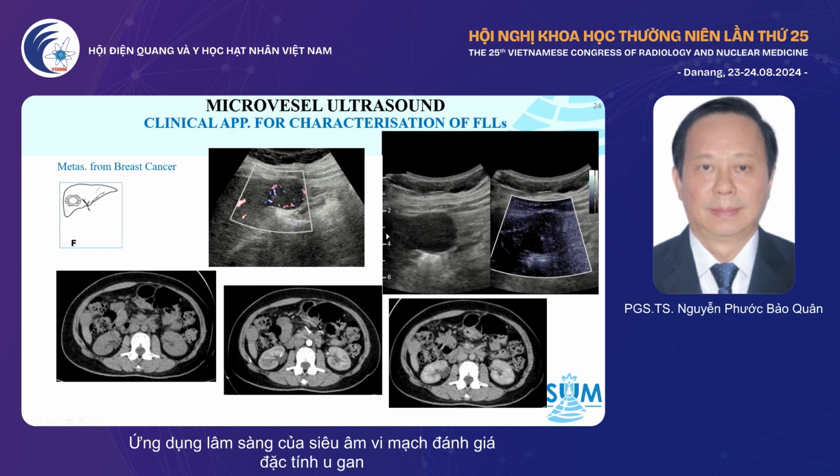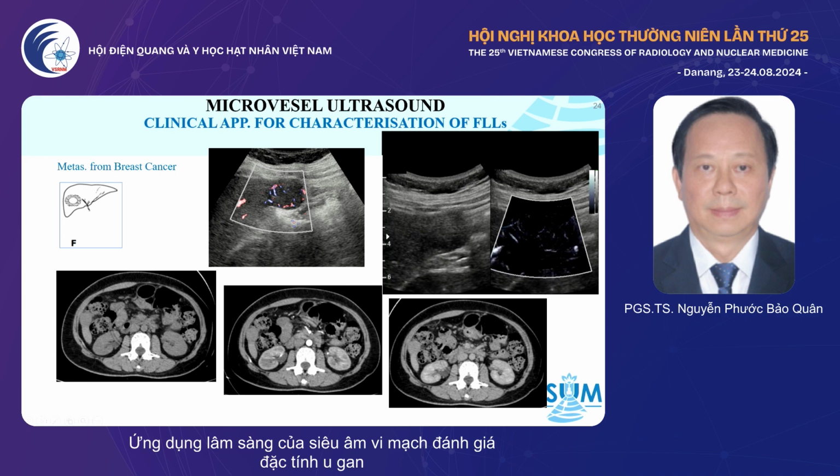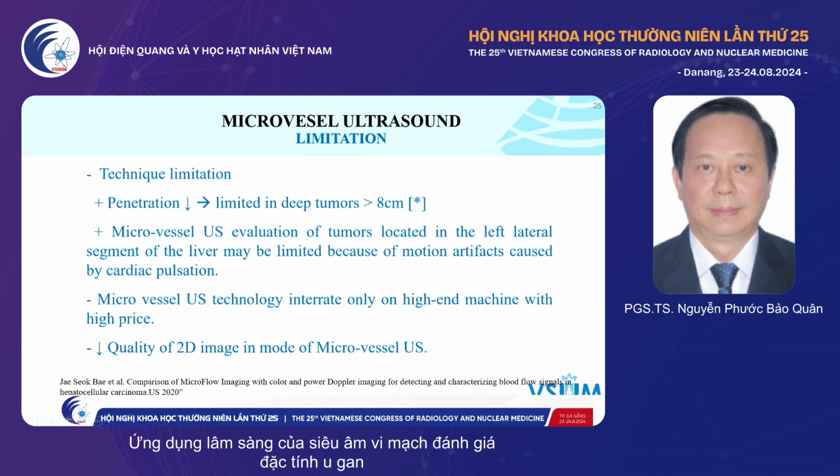And another case of metastasis from breast cancer. You can see the peripheral distribution of the vessels, and this is the microvascular ultrasound. We can see clearly the peripheral distribution of the vessels of the metastasis in the liver.